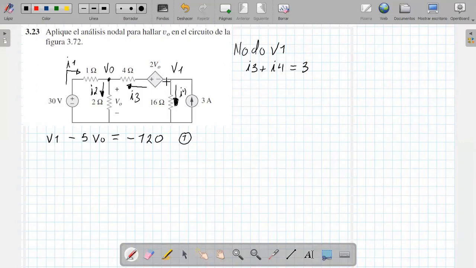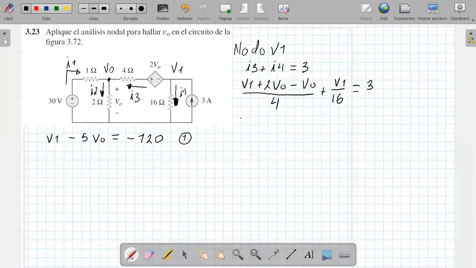You can rewind the video. We have that V1 plus the tension 2 times V0 minus V0 over 4 would be V1 plus 2 V sub 0 minus V sub 0, well, over 4, plus the current N4, and the current N4 is V1 over 16. The current that comes this way, the voltage across the resistor, is then equal to 3 amperes.